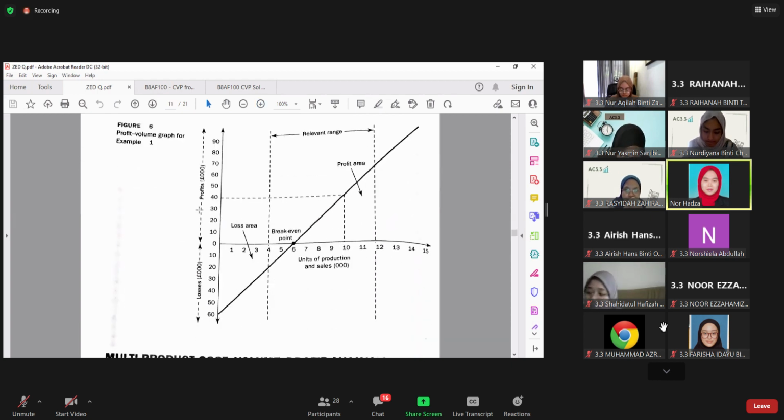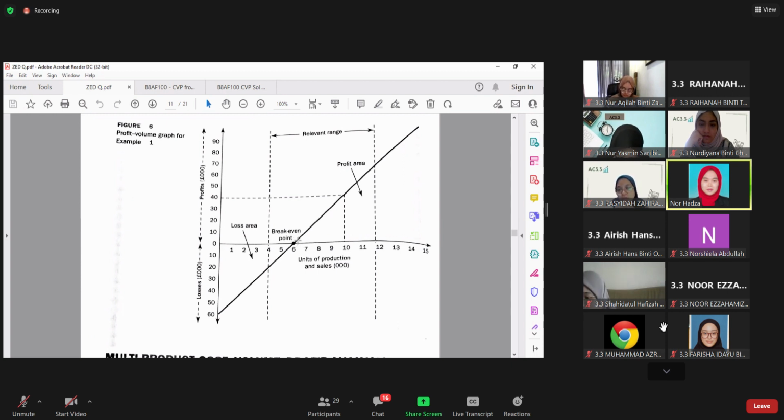Okay. So this is how the profit volume graph looks. What we should plot on the chart is only the profit amount. Meaning that to use this, you need to know how much the profit is for a number of units. How much will be the profit for 3,000 units? How much will be the profit for 11,000 units? So draw the line. When the profit line intersects with the x-axis, this is the break-even point.